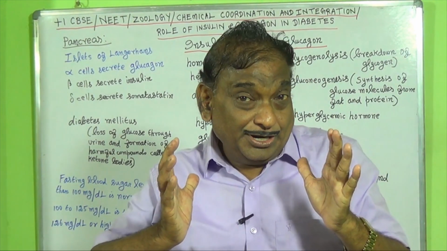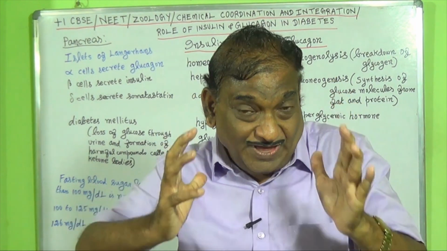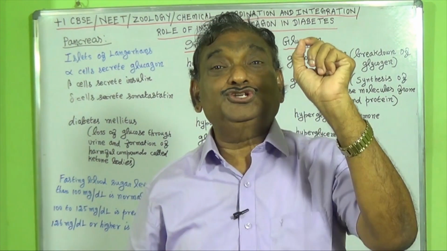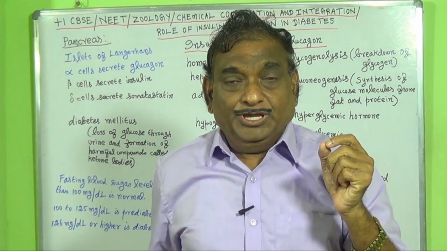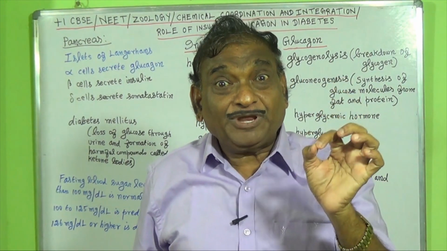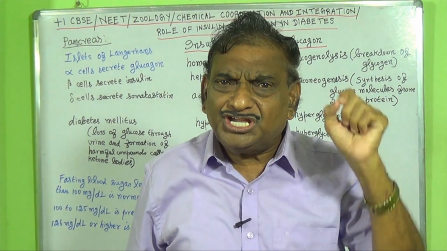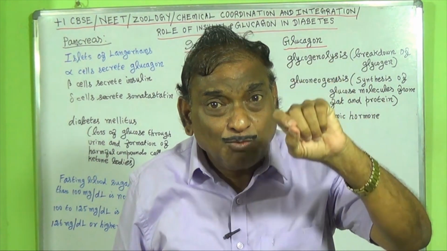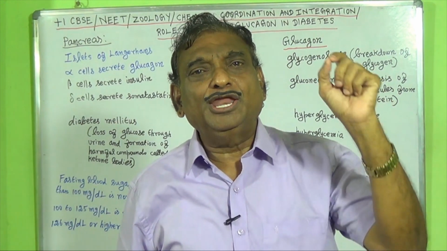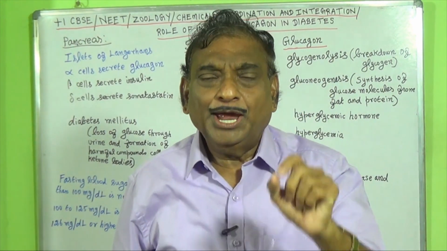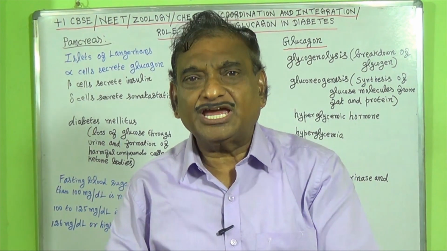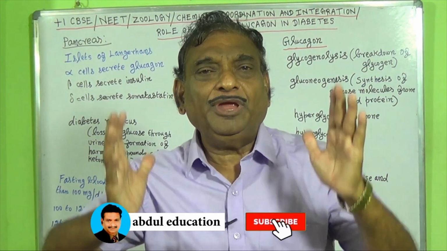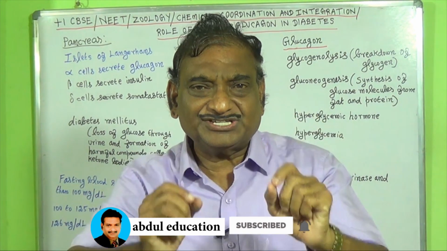First of all, we are going to see the function of insulin. What is insulin? Insulin is a peptide hormone. Why is it called a peptide hormone? Because the molecules of this contain peptides and proteins. These peptides and proteins are made of amino acid chains.